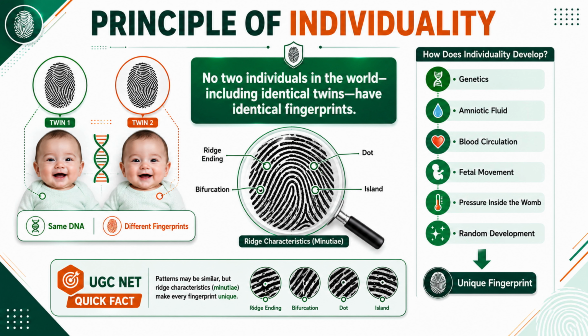Many students believe that if two people have loop fingerprints, their fingerprints must be identical. This is incorrect. The pattern may be the same, but the minute ridge characteristics, their positions, directions, and relationships are different. That is why forensic experts rely on minutiae rather than pattern type alone for personal identification.